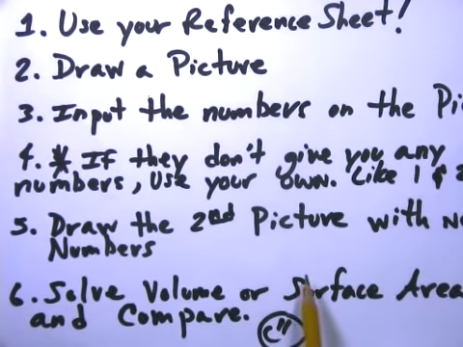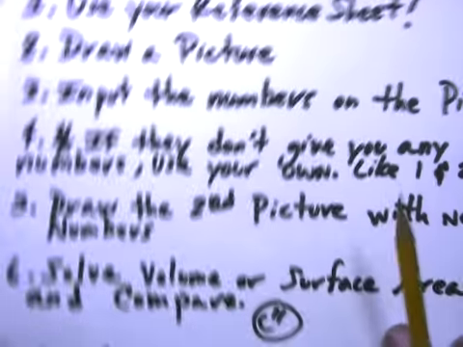After that, solve the volume or surface area of both pictures and compare them. So now you can make an educated decision about what happened. How did it change? Did it go up? Did it go down? By how much did it go up, or did it go down? These are very important steps that you want to use when you're answering most volume or surface area questions, perceptual questions.